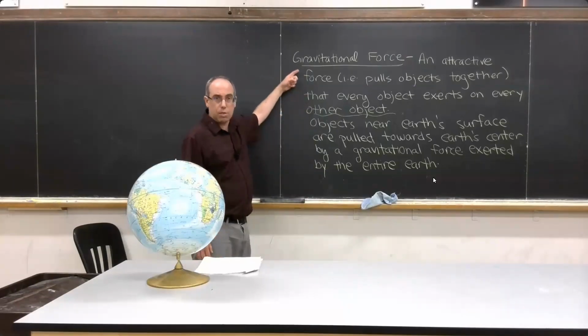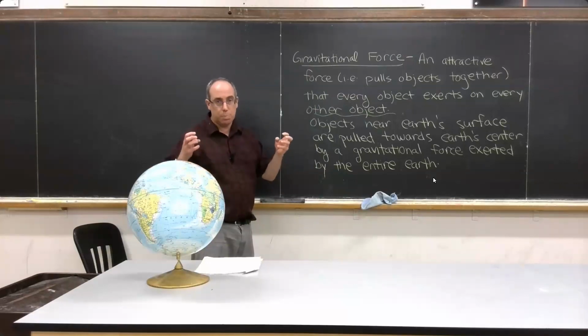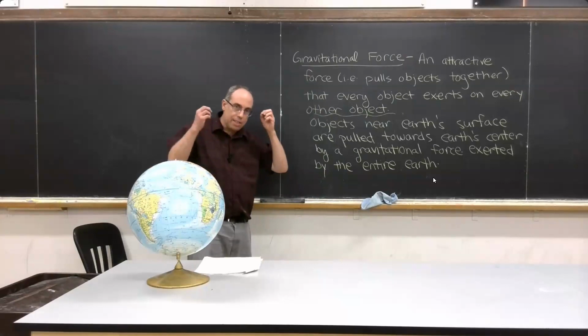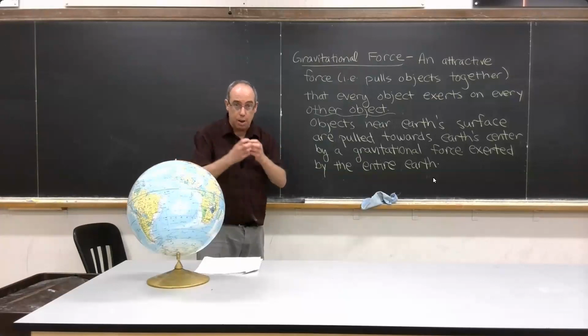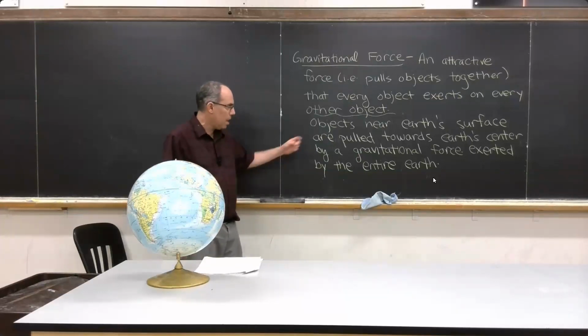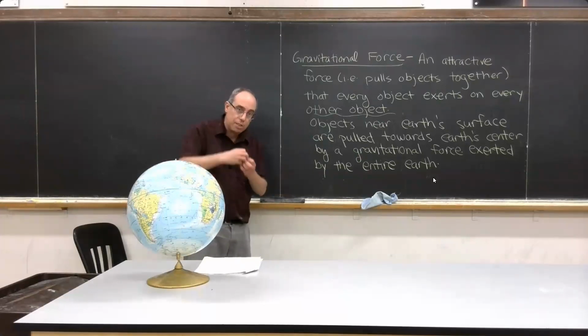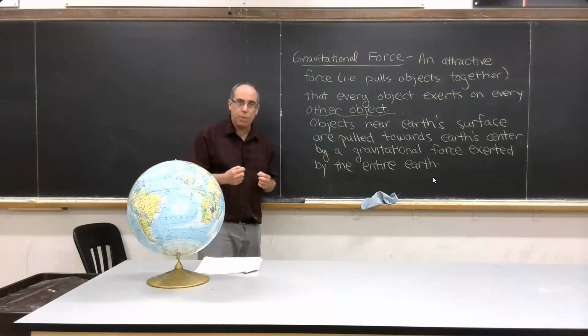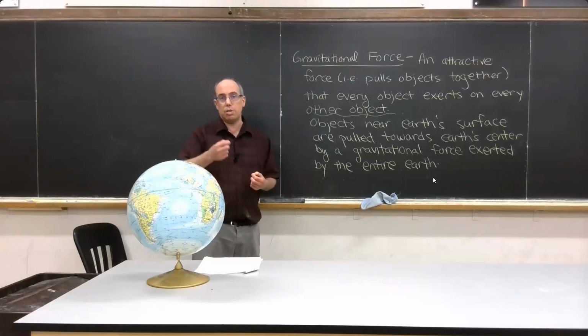So the gravitational force is an attractive force. And by that, I mean that gravitational forces tend to pull objects together. And every object in the universe exerts a gravitational force on every other object in the universe. In particular, objects near the Earth's surface are pulled towards the center of the Earth by a gravitational force exerted on that object by the entire Earth. So now I have introduced you to the first of the forces which come up over and over in this class. And in the next video, I will introduce you to the next of those forces.